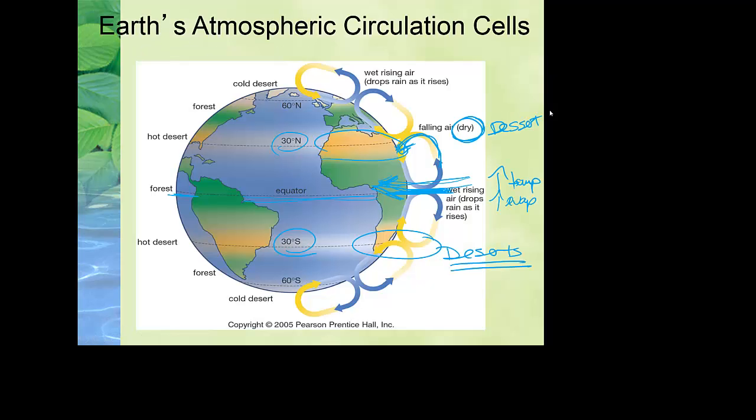And then it continues. Air circulates again. We get the same pattern of air rising, water falling. When it does, we get that water falling at 60 degrees, north and south, and high rainfall. But then again, air circulates. We've got dry air that falls at the poles. The poles are equivalent to cold deserts.